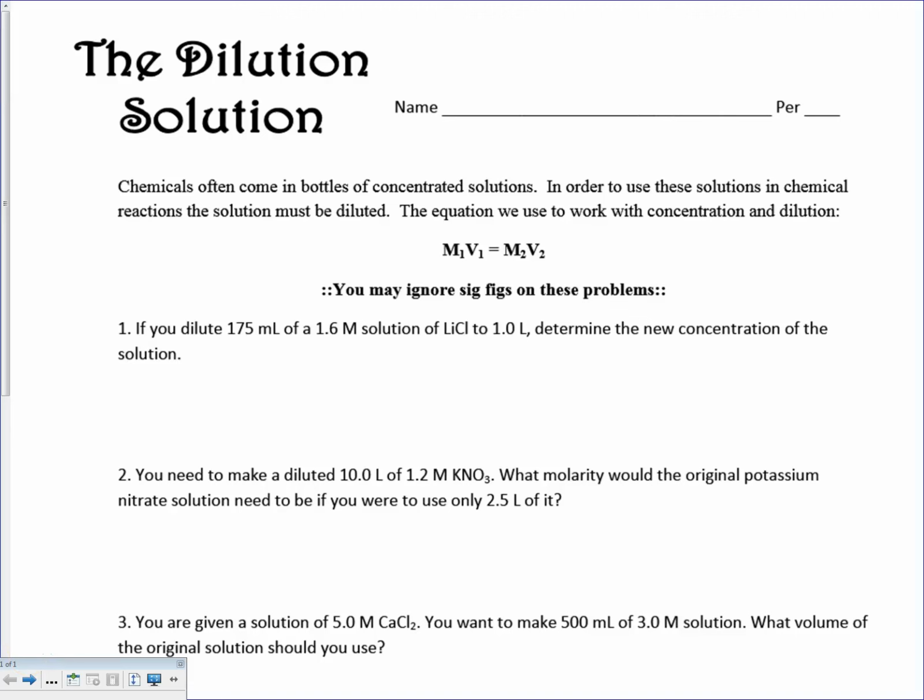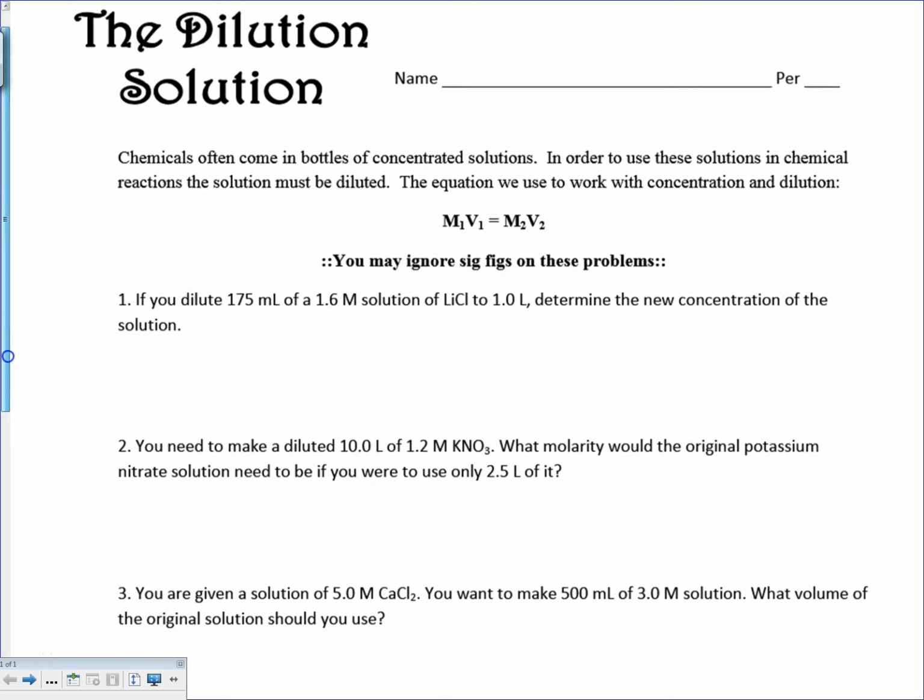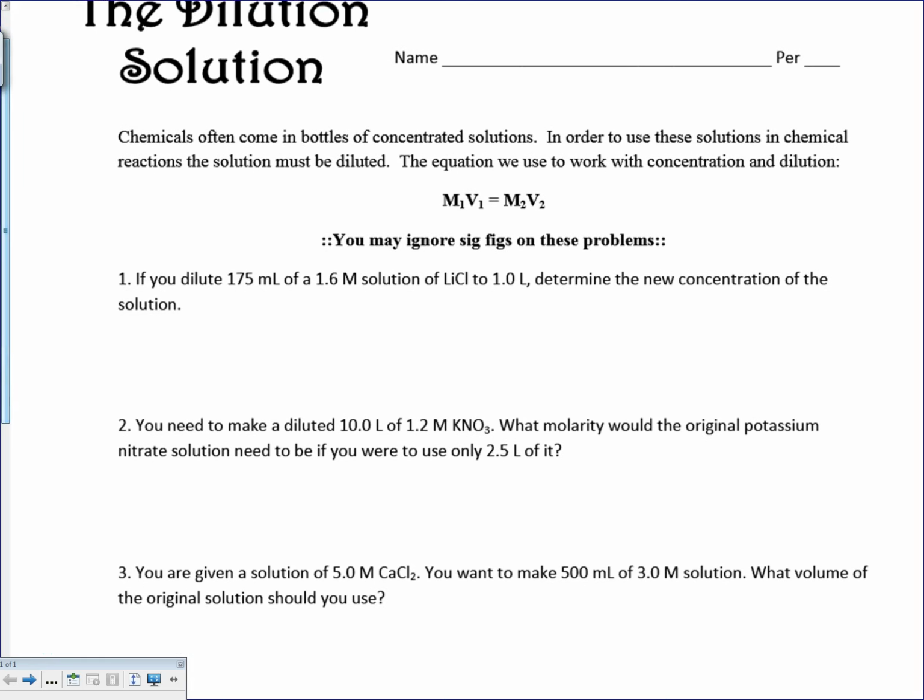Okay, I'm going to explain this worksheet that's all about dilution. So you can see up here at the top there's a formula that we're going to use. M1V1 equals M2V2. What we're saying is when something's diluted, the number of moles of whatever's dissolved, the number of moles of solute, is the same.